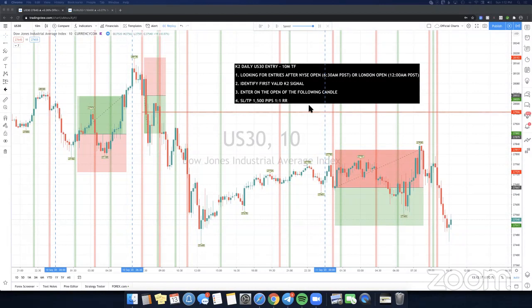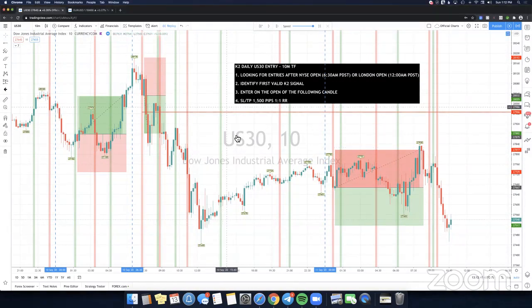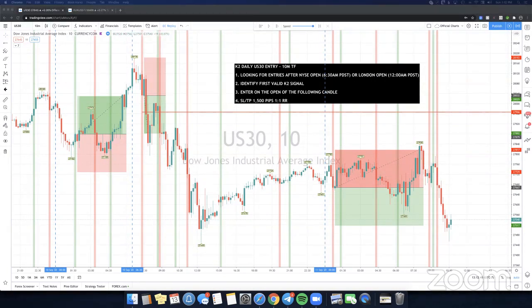You can, but here's the thing: if you're taking that and you're taking US 30, you can't take both at the same time because your account's too small. If you end up taking too many trades, you might get margin called out. It just depends. I recommend you just take the US 30, but if you want to take the Forex, you can take that too.